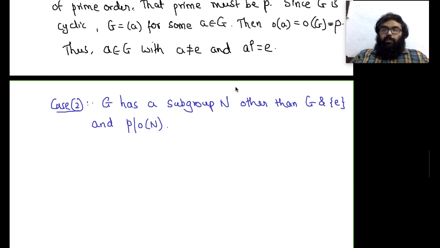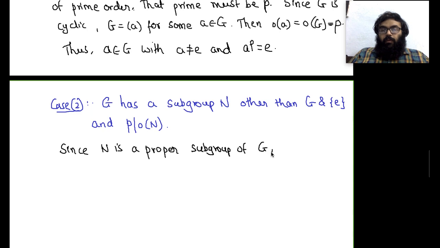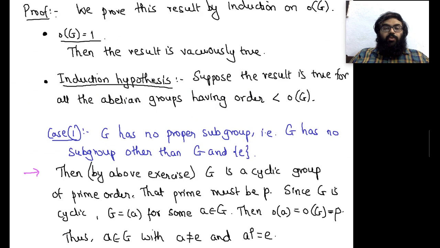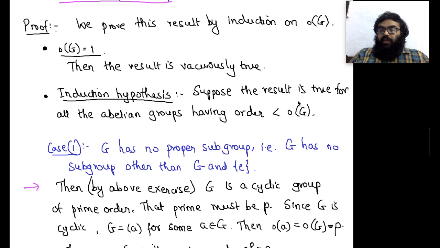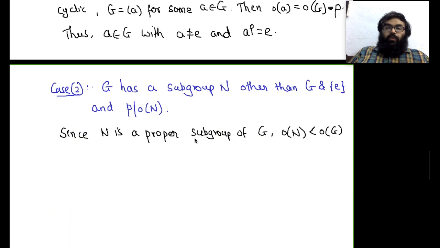But because N is a proper subgroup, what is the order of N? The order of N is strictly less than the order of G. And here we use the induction hypothesis. We have assumed the result is true for all those groups whose order is strictly less than the order of G. So N is a proper subgroup, so the order of N is strictly less than the order of G. And here we are using the fact that P divides the order of N.